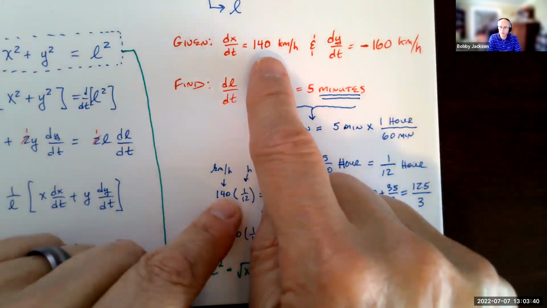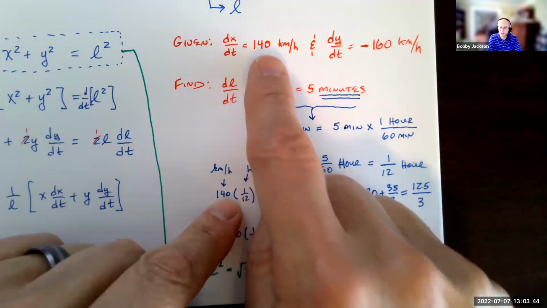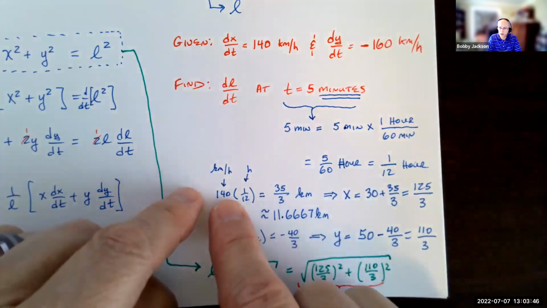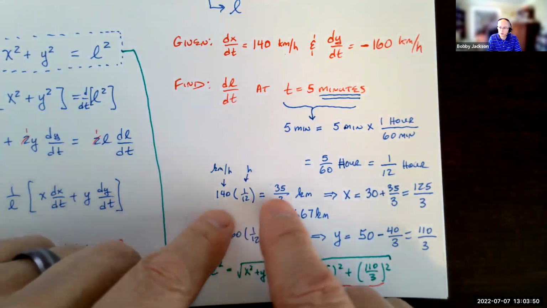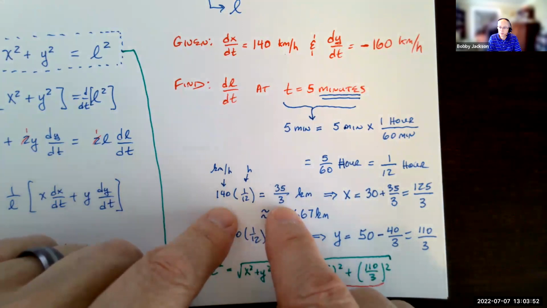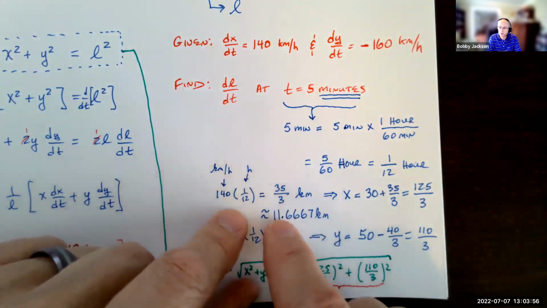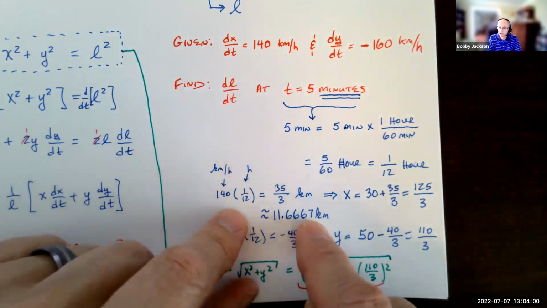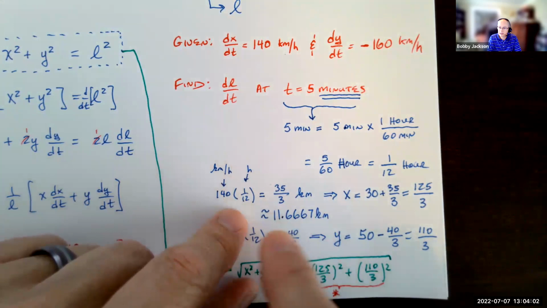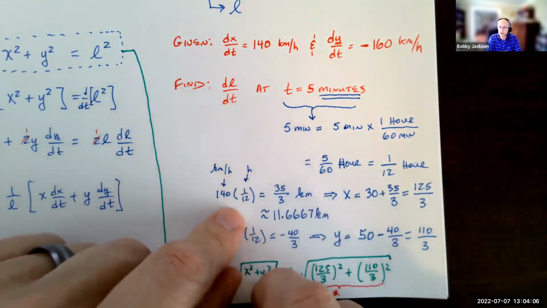So first of all, the truck. Speed 140 kilometers per hour, dx/dt. So 140 kilometers per hour times 1/12 of an hour gives me 35 thirds. The units are going to be kilometers, since the hours cancel. So that's what it's going to be, which is about 11.667 kilometers. That's how far basically the vehicle traveled in those 5 minutes.